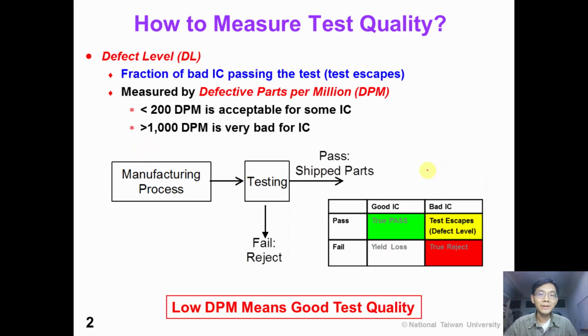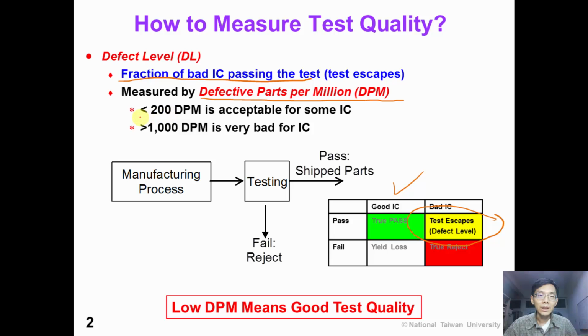At the beginning of this chapter, we have shown this figure where test escapes represent the bad IC passing the test. This is what we don't want in our testing. So the concept of defect level represents the fraction of bad chips passing the test. Defect level can be measured by DPM, defective parts per million.